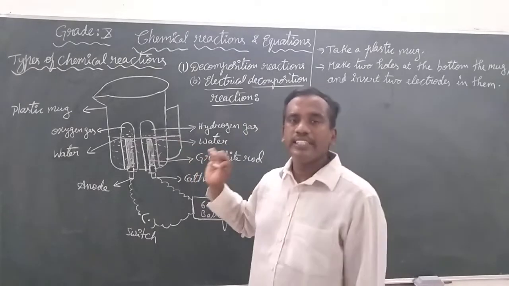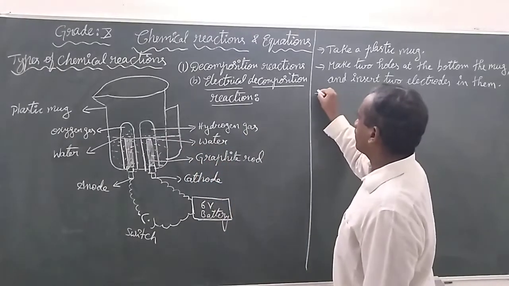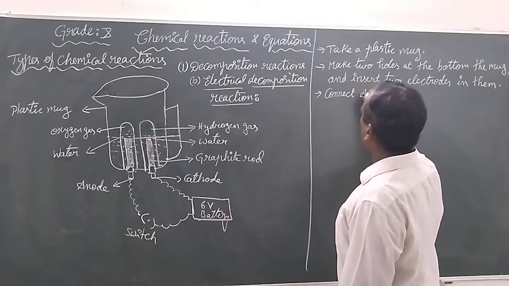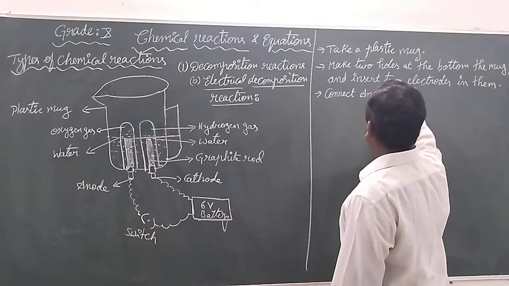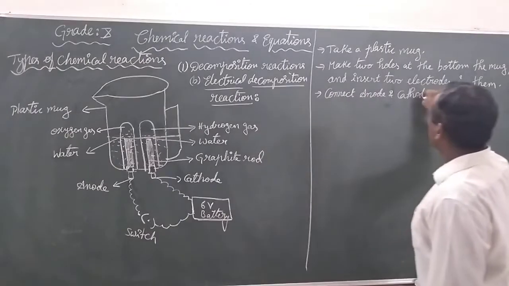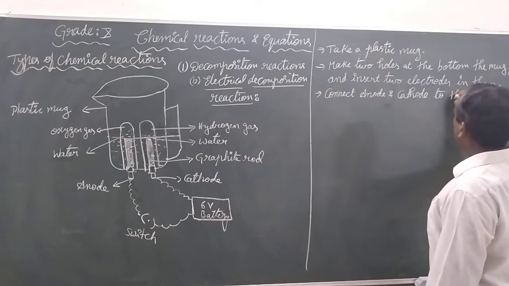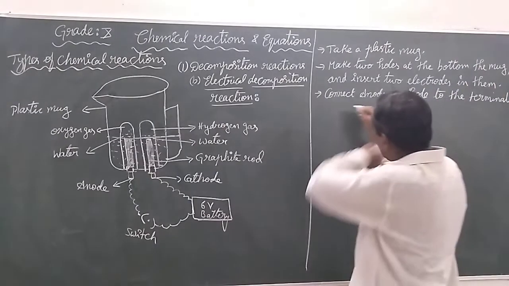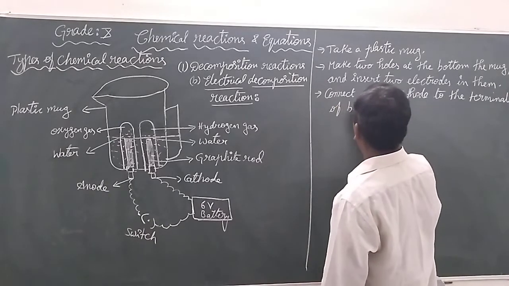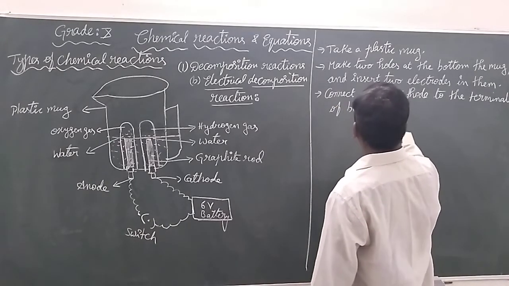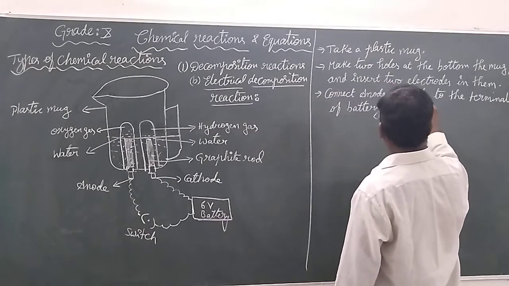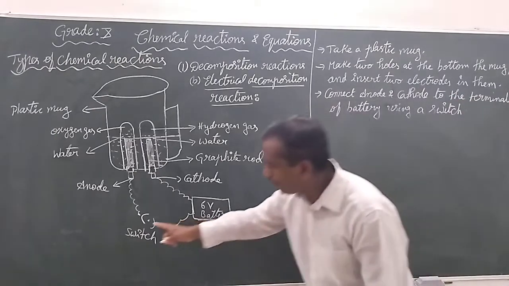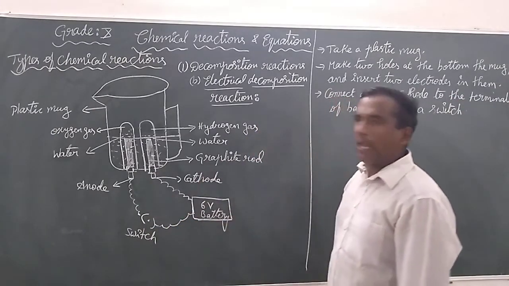Now, after doing this entire setup, you take water in the mug. So first, connect the anode and cathode to the terminals of the battery using a switch, to the power switch where the terminals of the battery are connected.